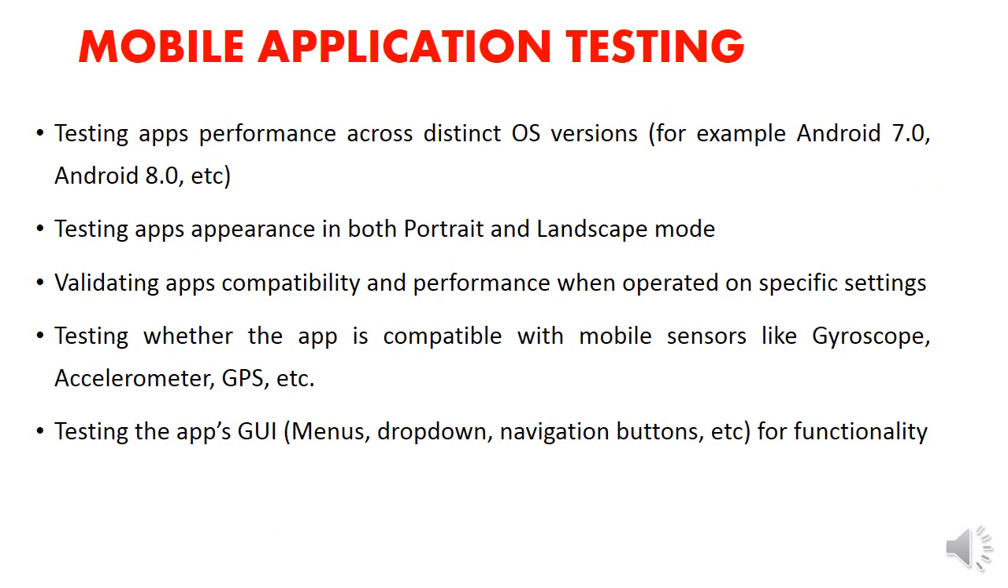So test app performance across distinct OS versions, Android 7, Android 8, etc. Validate the app's compatibility when operated with specific mobile sensors like the gyroscope, accelerometer, and GPS. Then test the app's UI, where the GUI will have menus, drop-down navigation, buttons, etc., for functionality.